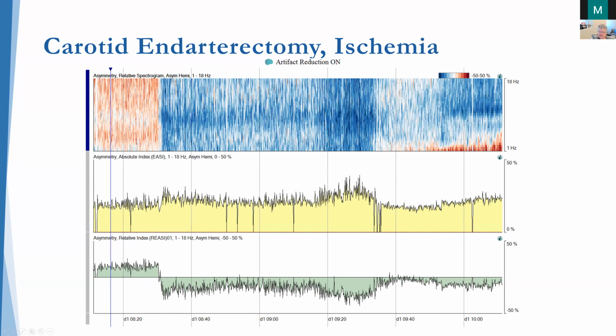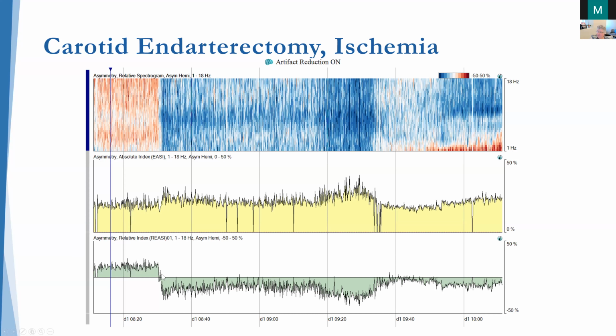And here is the same changes now also showing the absolute and relative asymmetry indices. So here we see the sudden change in our spectrogram. We also see an increase in the asymmetry left to right hemisphere. Again, this isn't going to show you the direction of the change, but it will show you that this difference is becoming more severe over the course of the recording and ending up fairly asymmetric.